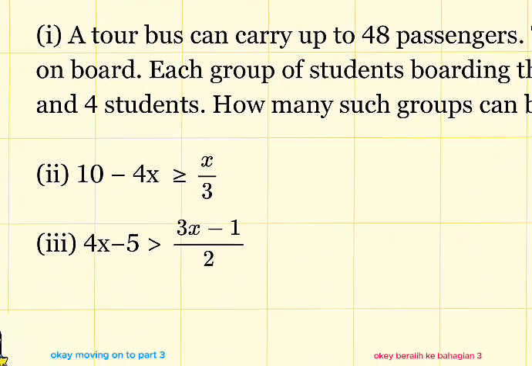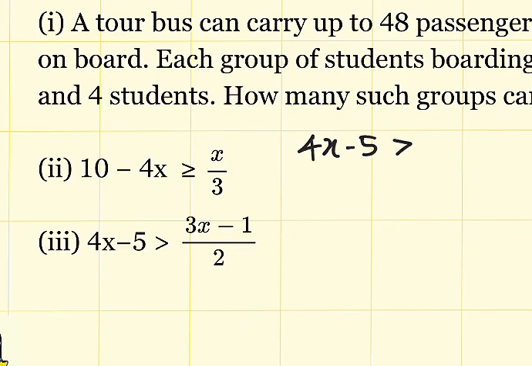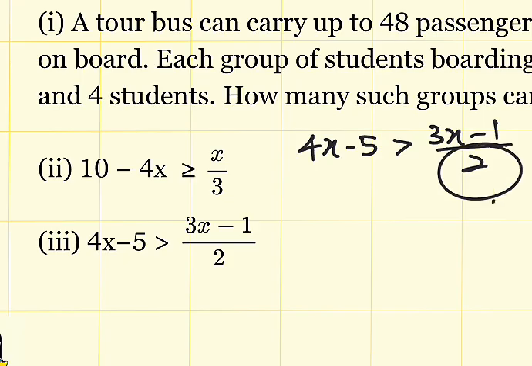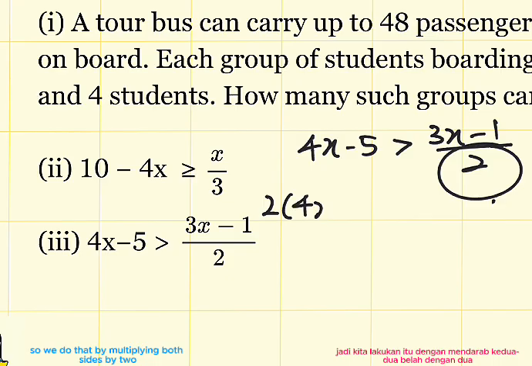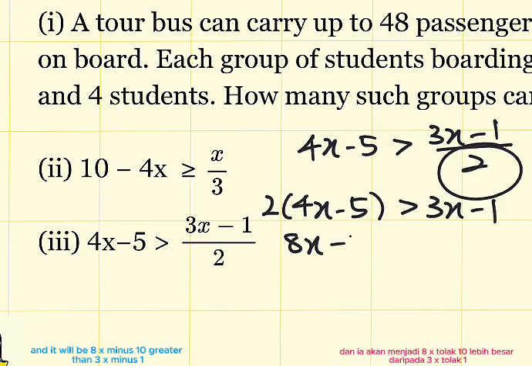Okay, moving on to part 3. Same situation, we can do it step by step. Okay, so now if we see a fraction, remember that we have to clear the denominator first. So we do that by multiplying both sides by 2. And since it's very messy, we will expand it, and it will be 8x minus 10 greater than 3x minus 1.